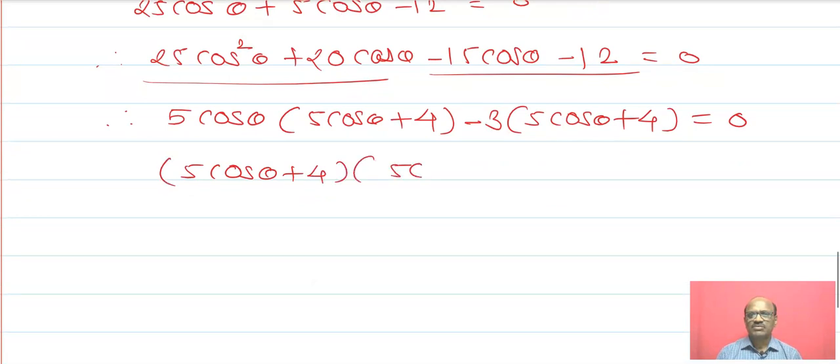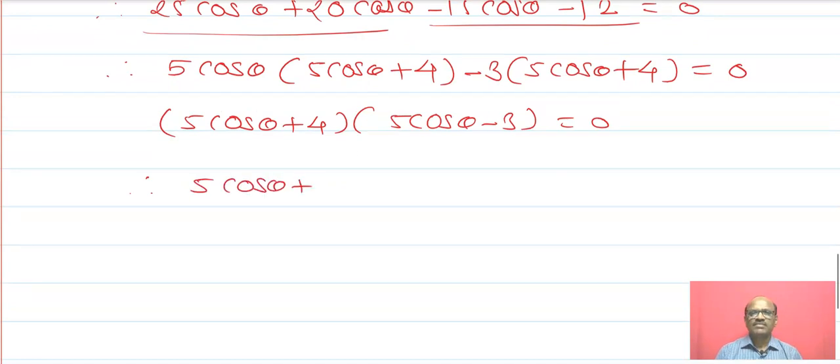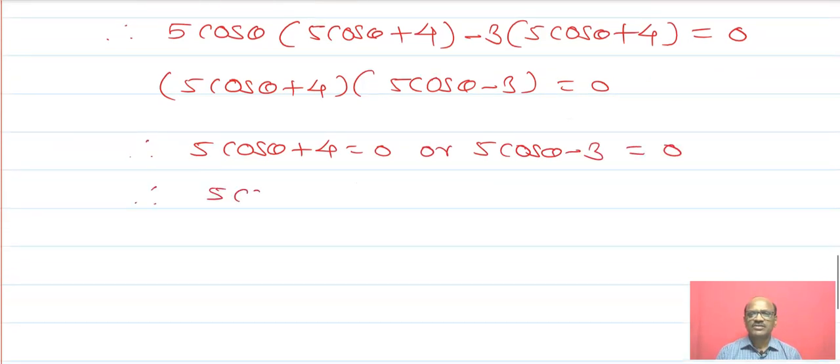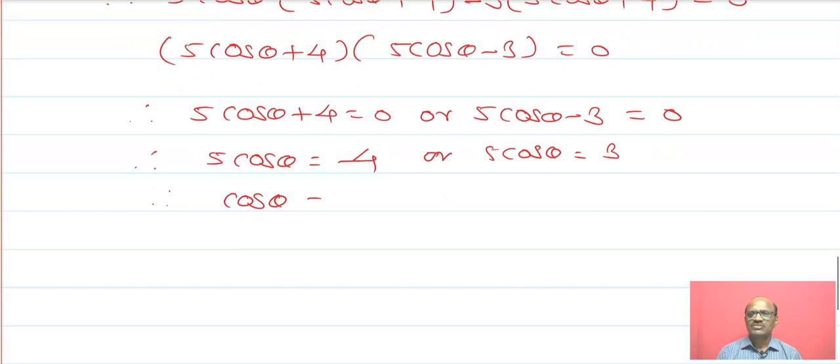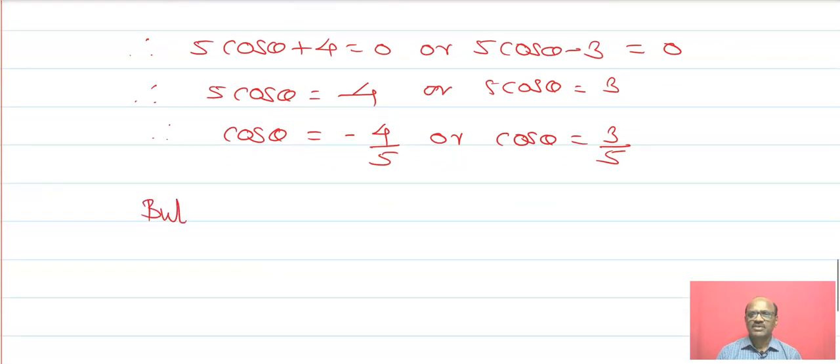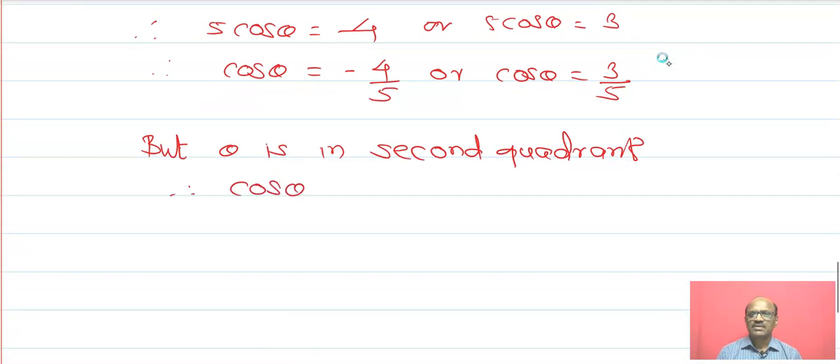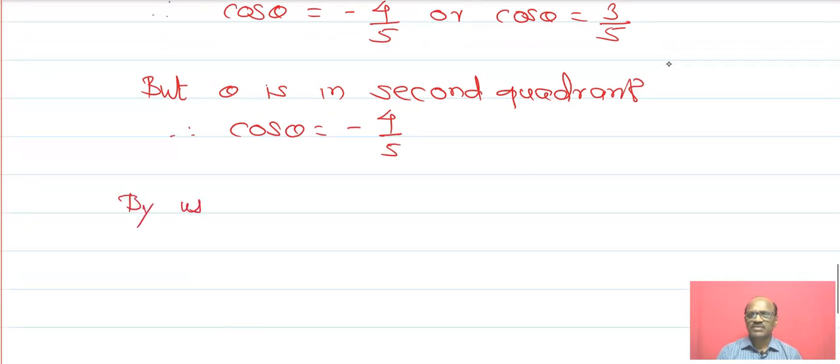Therefore bracket 5 cos theta plus 4 into bracket 5 cos theta minus 3 equals 0. So 5 cos theta plus 4 equals 0 and 5 cos theta minus 3 equals 0. Therefore 5 cos theta equals minus 4 and 5 cos theta equals 3. Therefore cos theta equals minus 4 by 5 or cos theta equals 3 by 5. But theta is in the second quadrant, therefore cos theta is equal to minus 4 by 5.